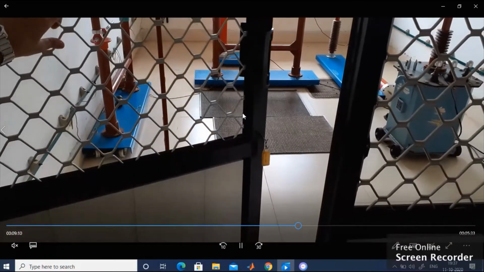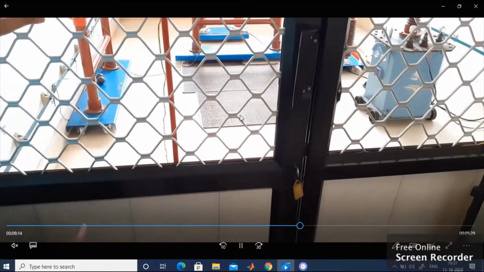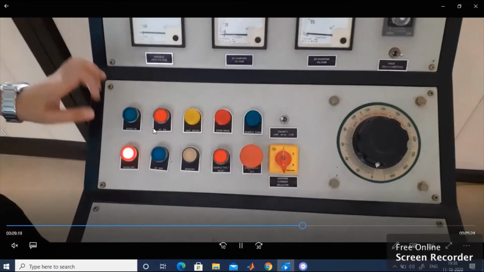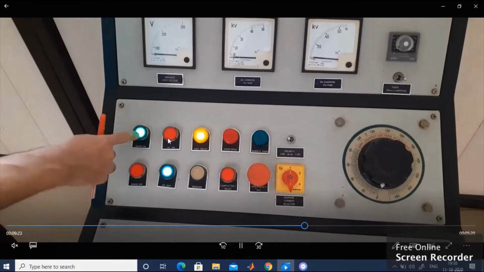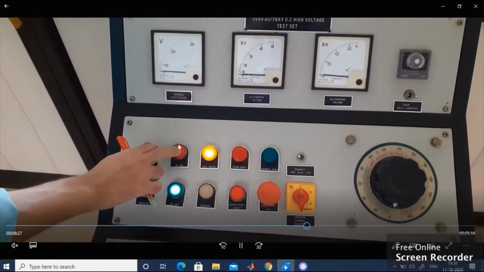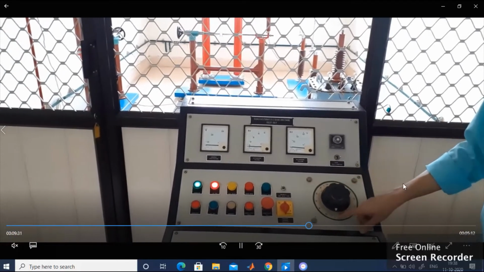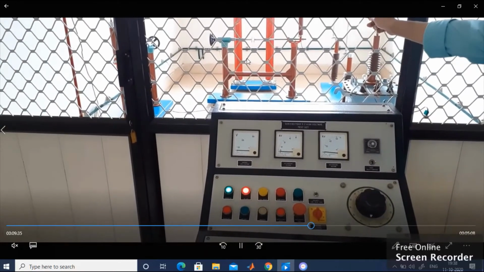Let us come out of the room. You have to close the door, and the locking should be done as well. Now we have to operate the control unit. The main switch should be on. Then the ST button should be on. So I'm going to turn on ST. Then by using the dimmer stat, I would like to vary the high voltage, and at a particular instant I will be finding out the breakdown voltage.